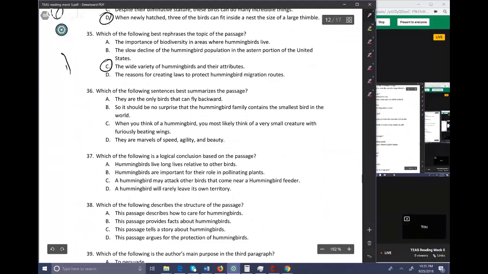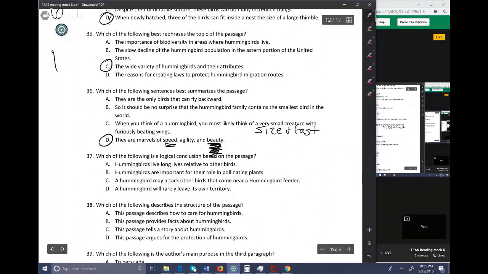Is going to be D. They are marvels of speed, agility, and beauty. The maybe three that you might have been torn between is C. So C is when you think of a hummingbird, you most likely think of a very small creature with furiously beating wings. This talks about their size and the fact that they're fast. So it's got the speed and then their size, but it doesn't have beauty. So you've got more in D.